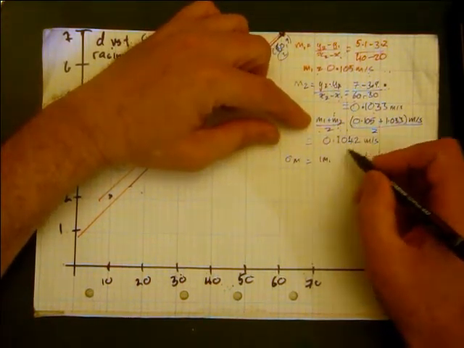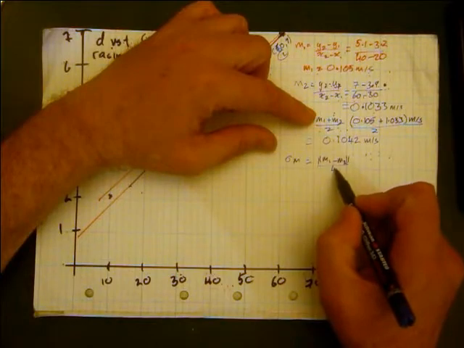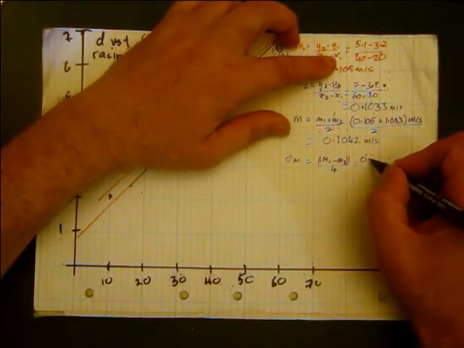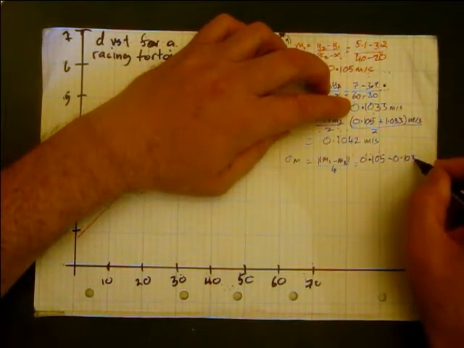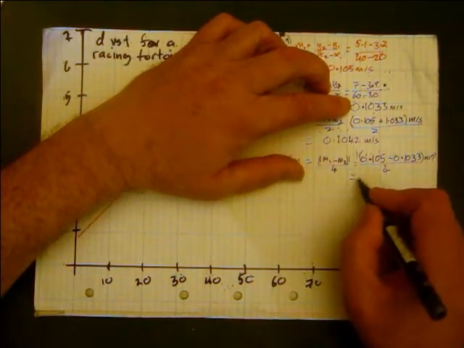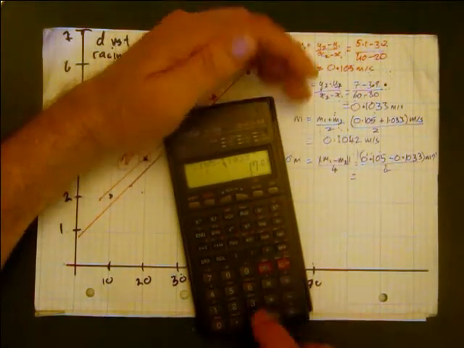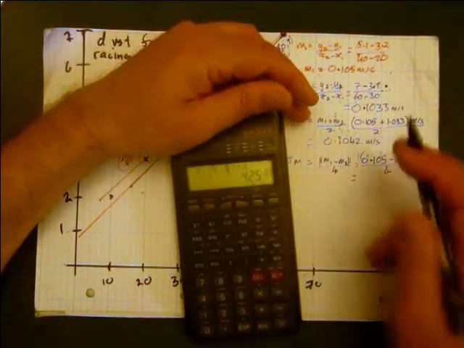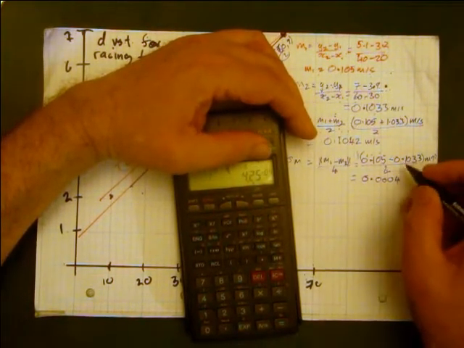Now the uncertainty, sigma m, is going to equal the magnitude of M1 minus M2, divided by 4, and that's going to give us the standard uncertainty. What that means is if we end up with a negative number, turn it into a positive number. So in this case the uncertainty is going to be 0.105 minus 0.1033, take the magnitude, over 4. As I said, don't worry about it if it's a negative number. Divide by 4, and it's going to equal 0.0000425.